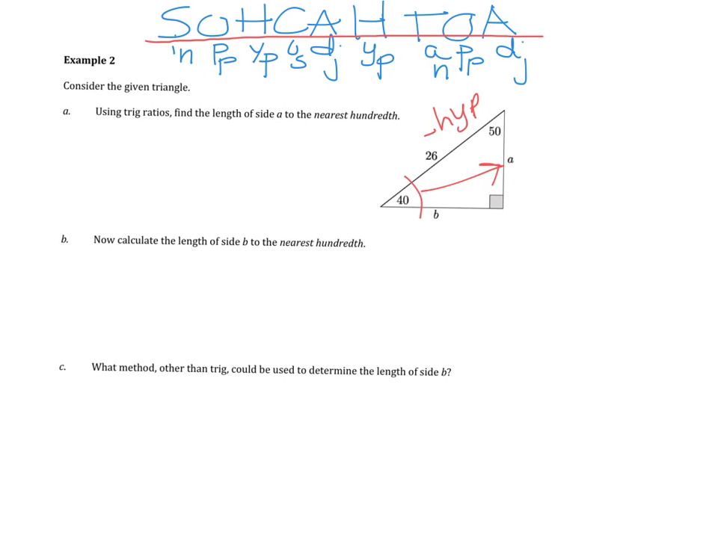So now we set it up. The sine of 40 degrees is equal to A, the length of the side that we're looking for, over the hypotenuse of 26. In order to find what A is, we're going to cross multiply here. So we get 26 sine of 40 is equal to A. Plug that into the calculator exactly the way that you see it, and we're going to get the value for A. Go ahead and do that now.